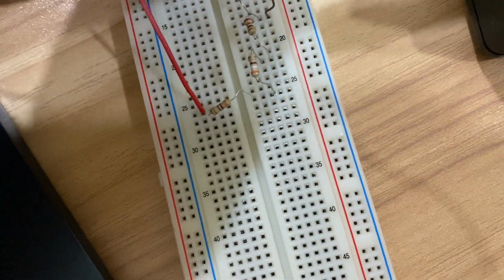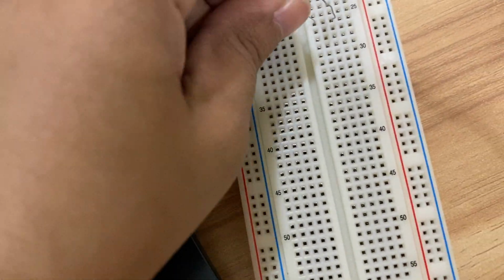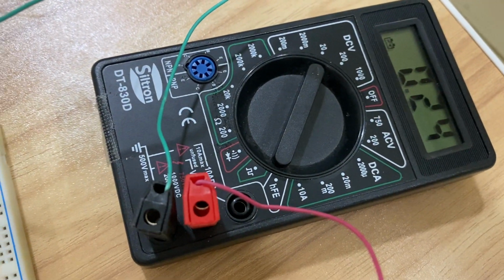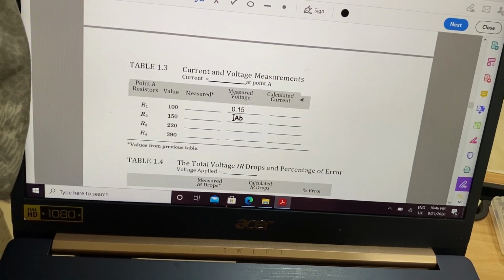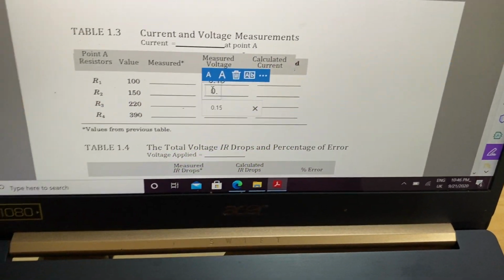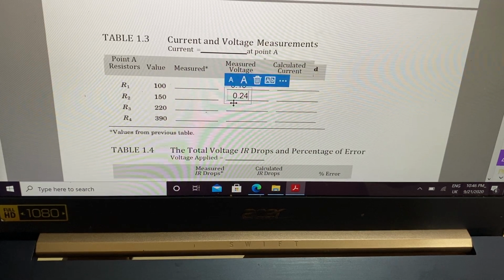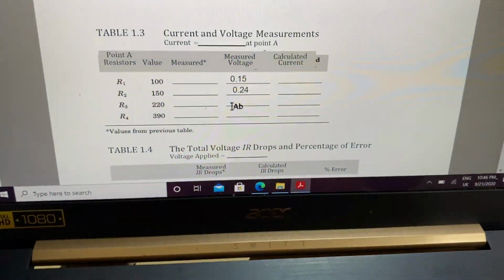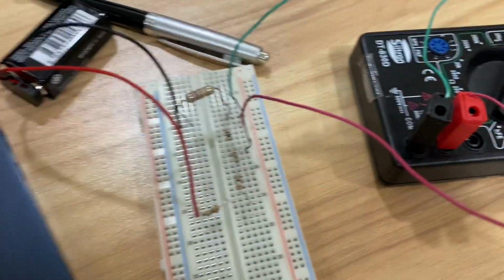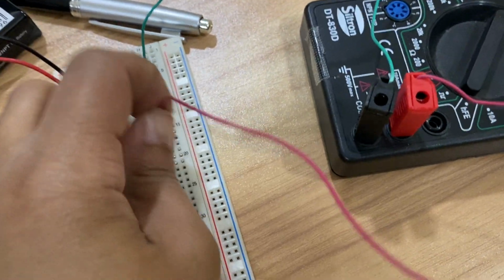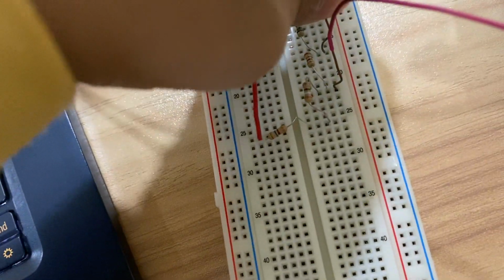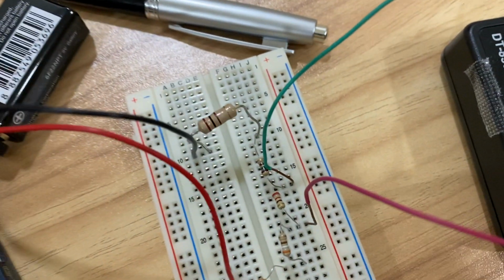Okay, so our value here should be 0.24, and I will also write the value here, 0.24, and so on. I will complete the same with the other components. So I will now connect the voltmeter with the third element and measure the voltage drop.